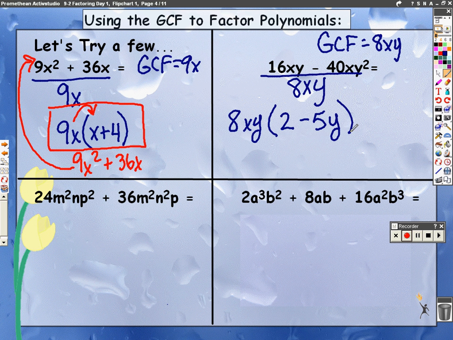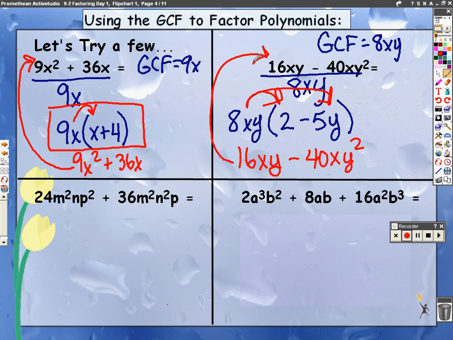Okay, and to check to see if my answer is right, I distribute the 8xy again to both of the terms. 8xy times 2 is 16xy, and then 8xy times negative 5y gives me negative 40xy squared. And again, since it's the same polynomial that I started with, I know that I have factored it correctly. All right. I'll do one more example, and then you can do the last one at home.